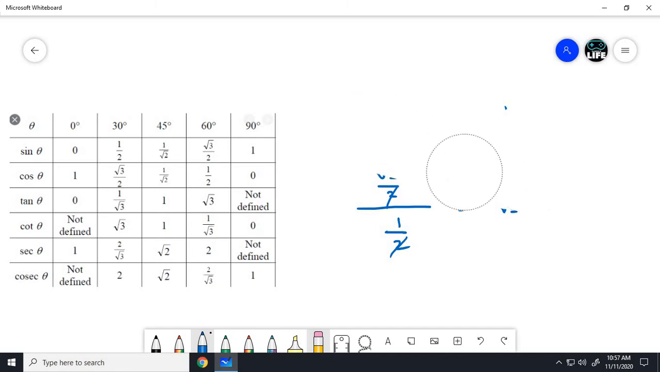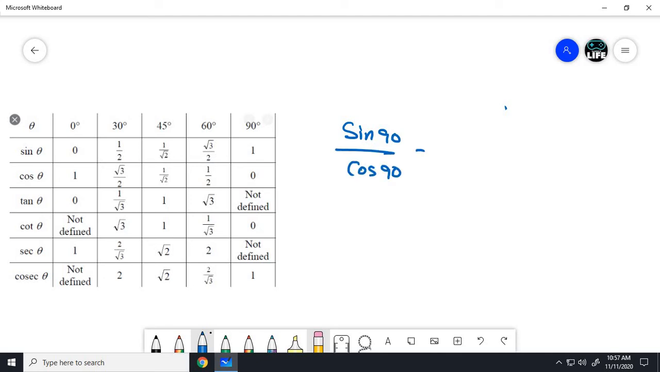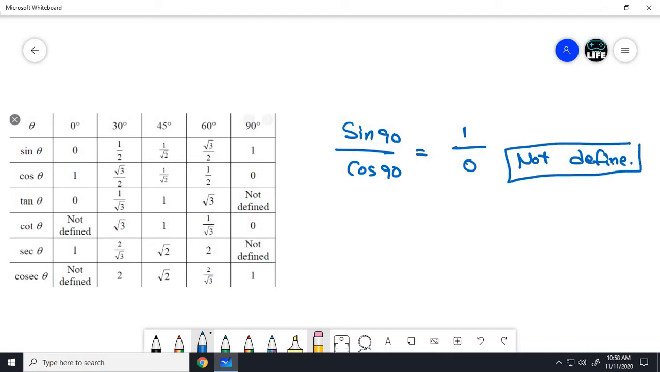So now check sin 90 by cos 90. Sin 90 by cos 90 equals, sin 90 is 1 and cos 90 is 0. So if you observe, if the denominator of any fraction is 0, then it is not defined. So tan 90 is not defined.